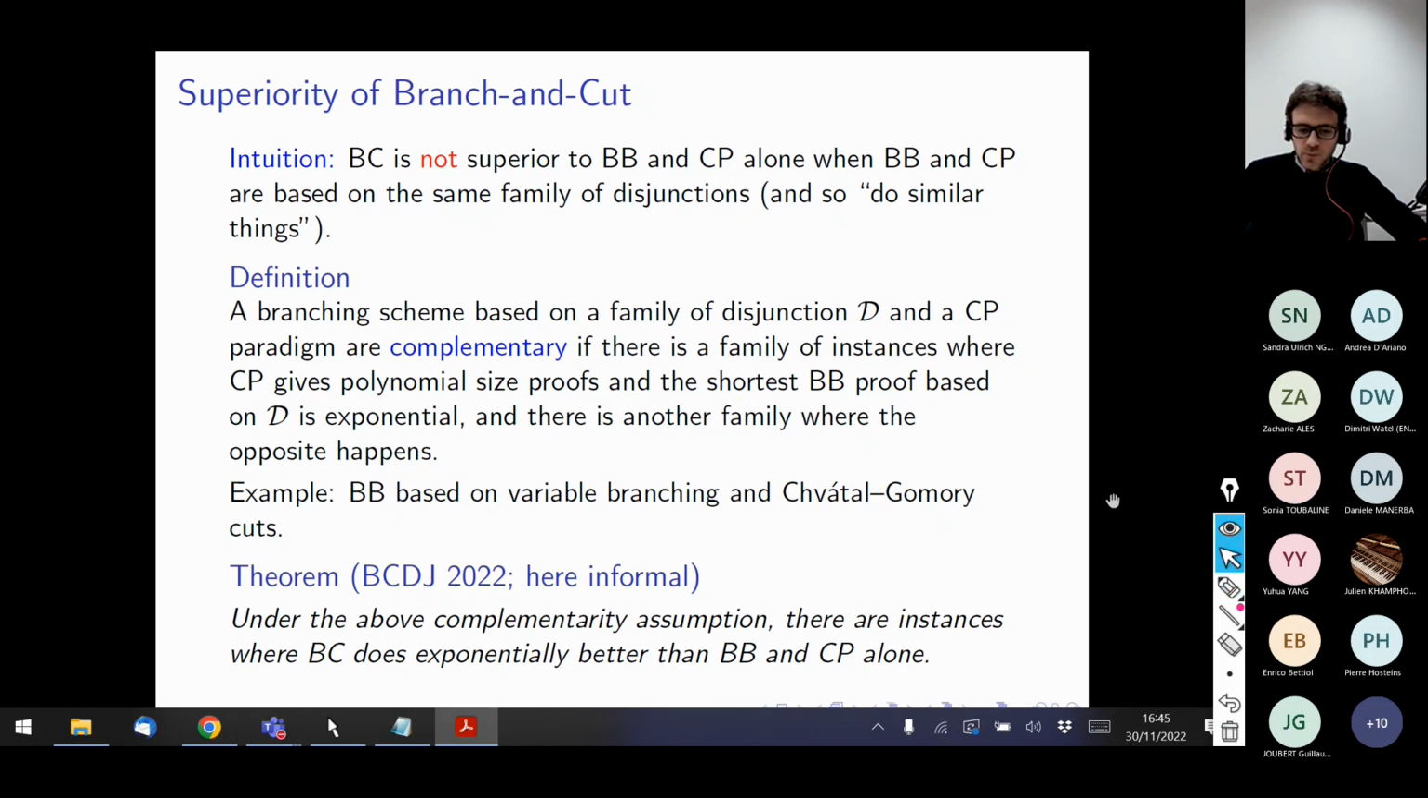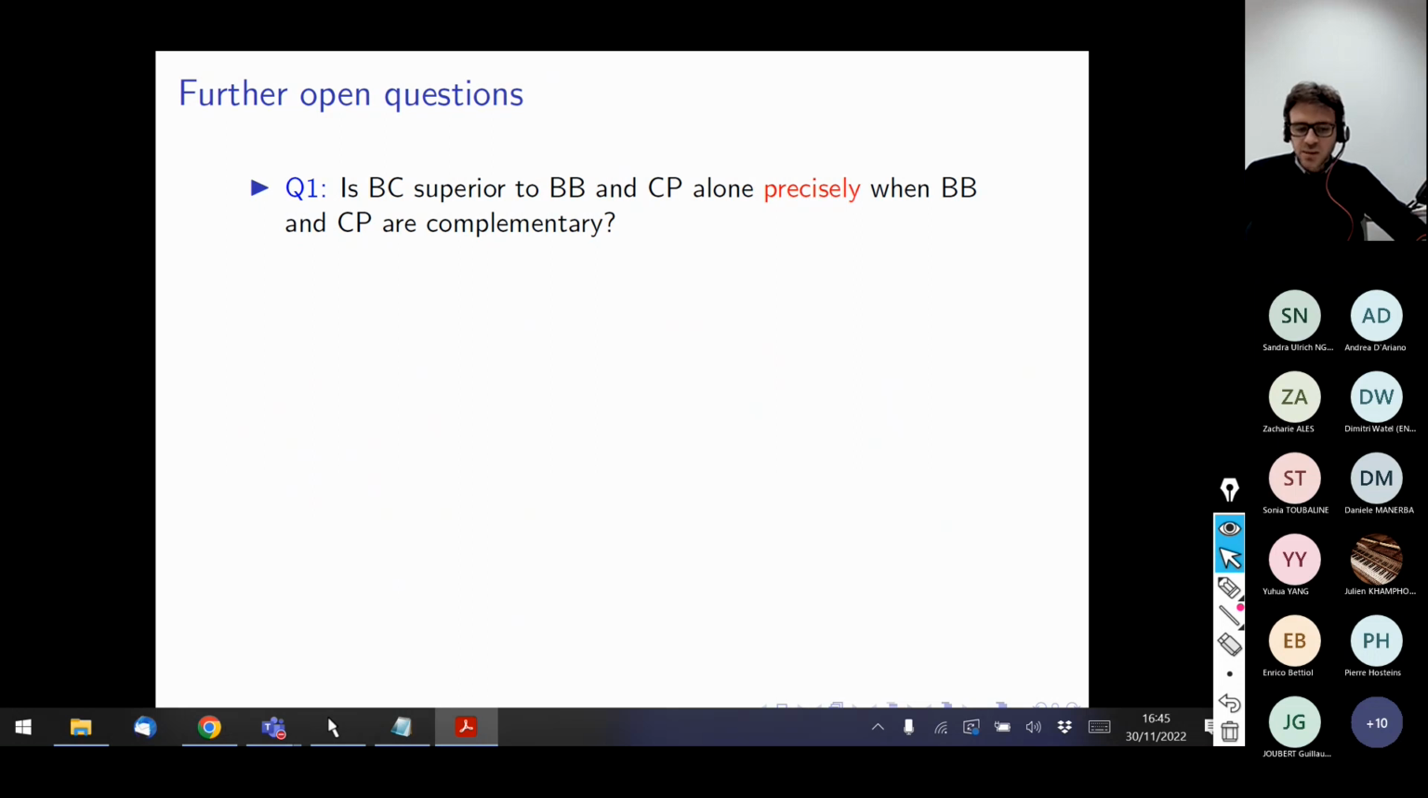There are some open questions. Let me just pose the first one because I am running out of time. The first one is whether the previous theorem can be reversed. I said branch and cut is superior when the pair of schemes is complementary. Is this the only situation when branch and cut is superior?